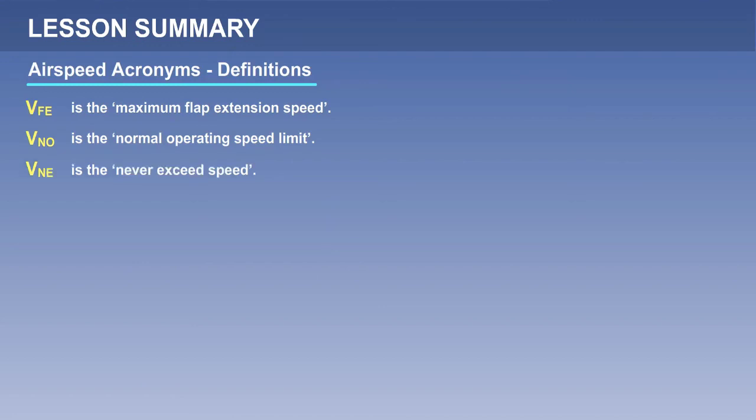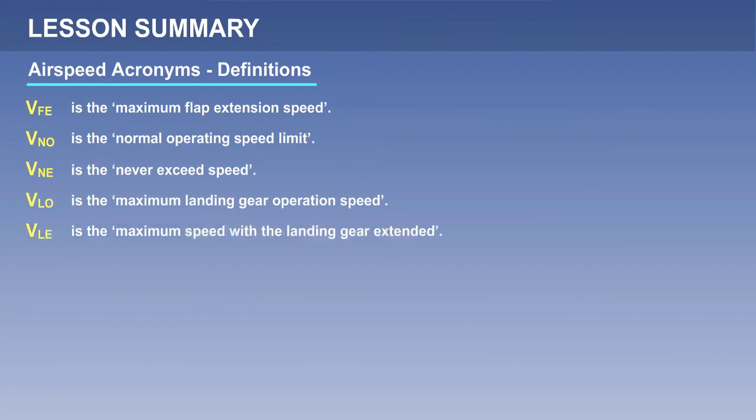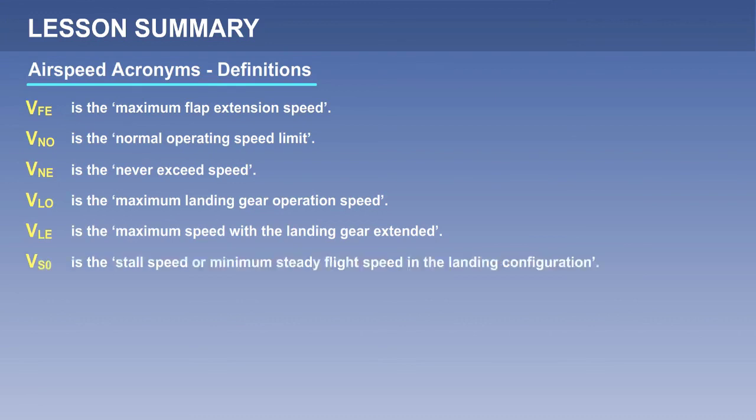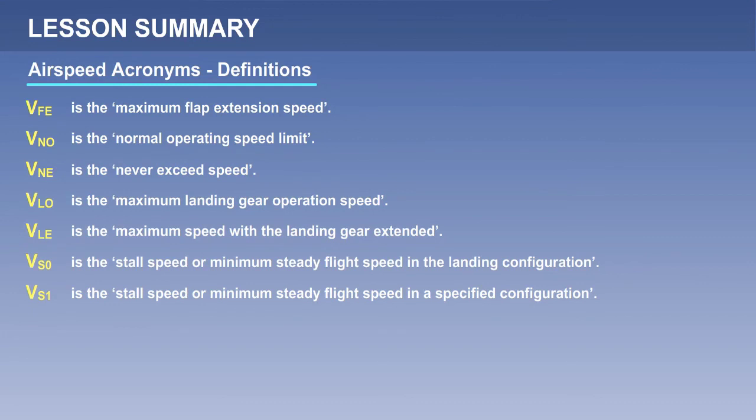VNE is the never exceed speed. VLO is the maximum landing gear operation speed. VLE is the maximum speed with the landing gear extended. VS0 is the stall speed or minimum steady flight speed in the landing configuration. VS1 is the stall speed or minimum steady flight speed in a specified configuration. VYSE, or blue line speed, is the best single engine rate of climb speed.